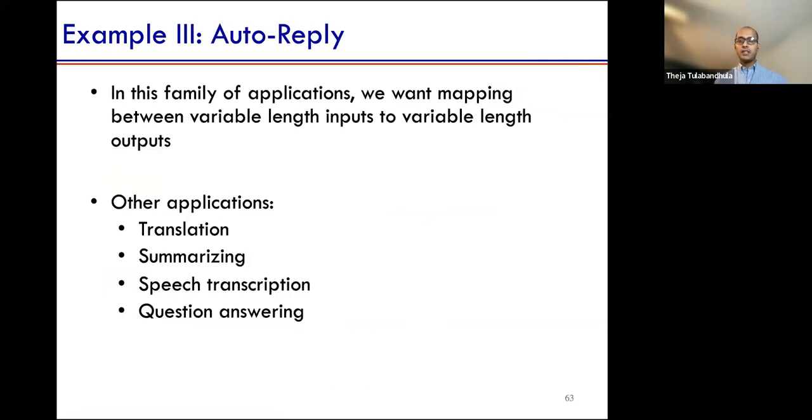Okay, so that is in fact the core for the next couple of examples that we'll see, which is this idea of producing a variable length output. So here's another example, in the sense that now on the input side also, instead of an image, which is a fixed length input, let's make it variable length. Translation, summarization, speech transcription, question answering, they will have variable length inputs and variable length outputs. We already saw how to process variable length inputs. It was an RNN, right?